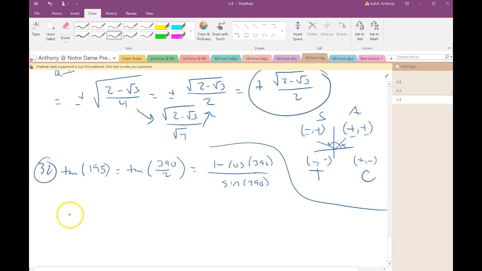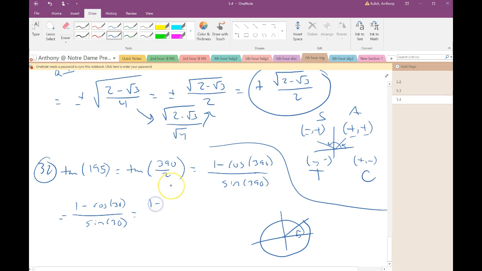How do I do cosine of 390? That's the same thing as cosine of 30, right? Why is that the same? Because I go 360, and then 30 more is the same thing as just 30 degrees, right? What do we call those kinds of angles? They have a special name. Coterminal is the correct answer. Coterminal.